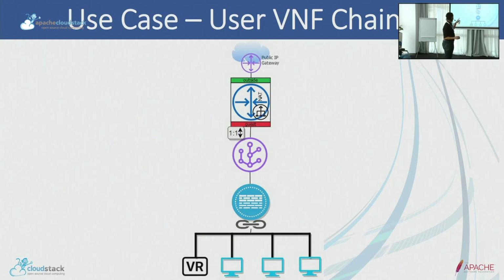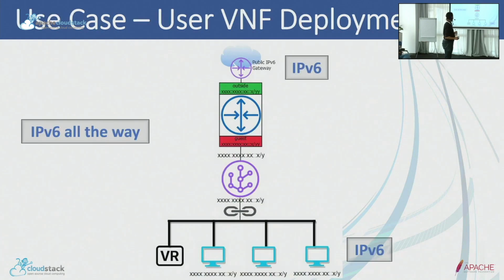In this case, we have that one-to-one NAT, which can cause some issues and is not ideal, but with IPv6, we don't need the NAT. We still have the firewall on the isolated network, but the solution is fully routed all the way down. And for more information on how IPv6 was implemented, I suggest watching Abhishek's presentation.